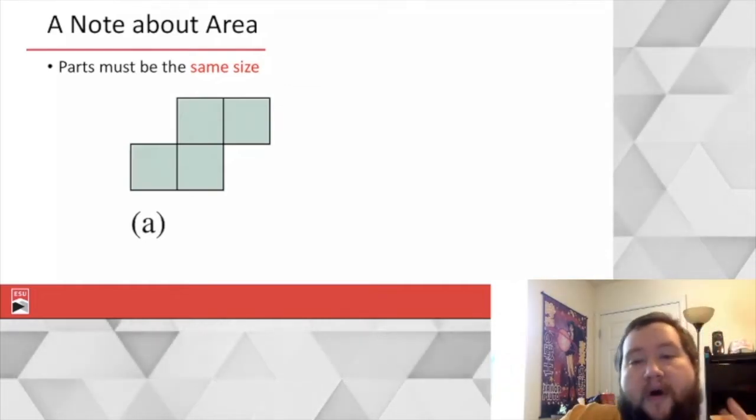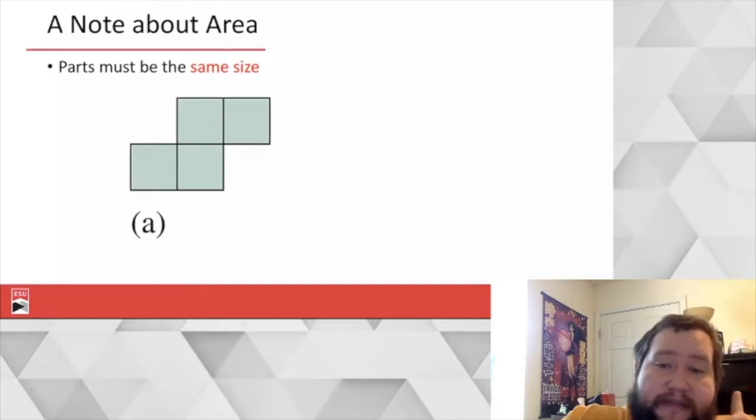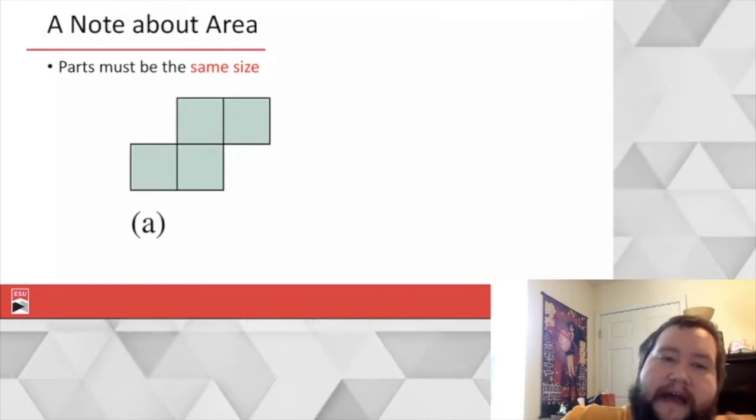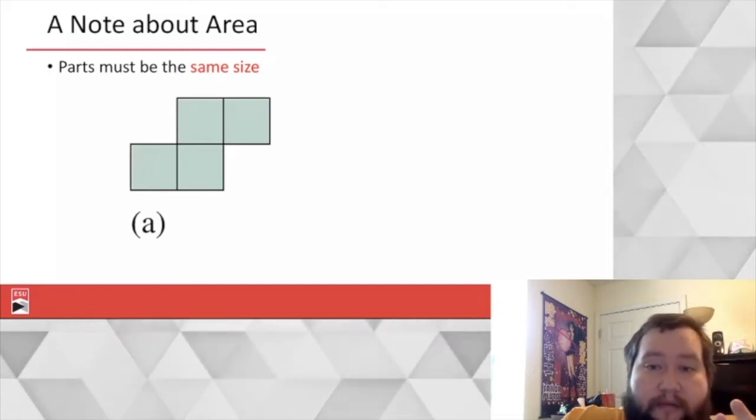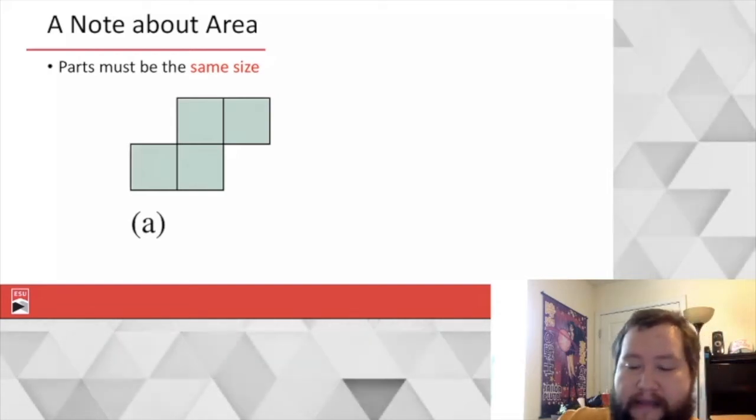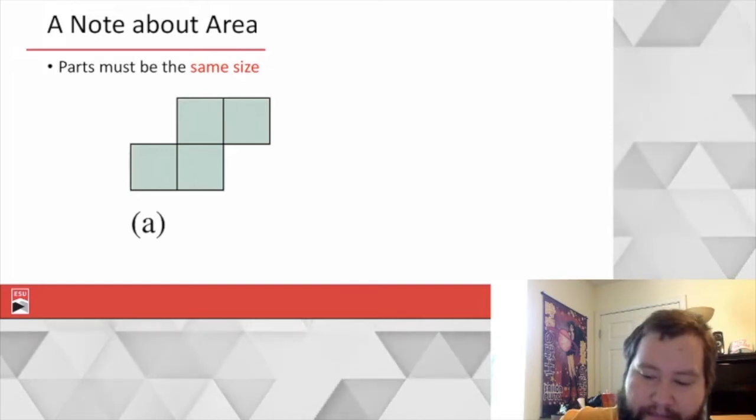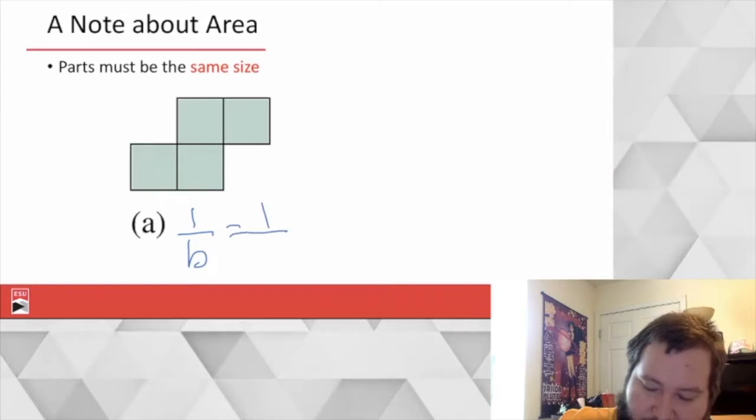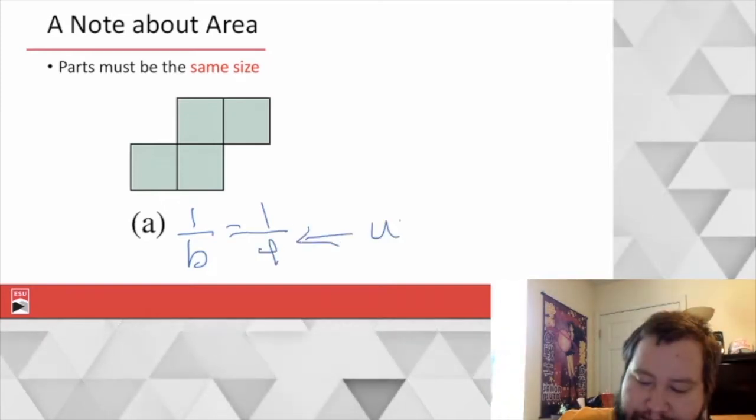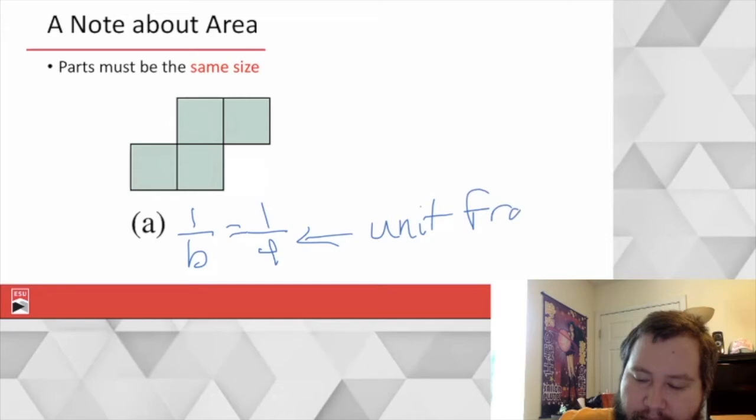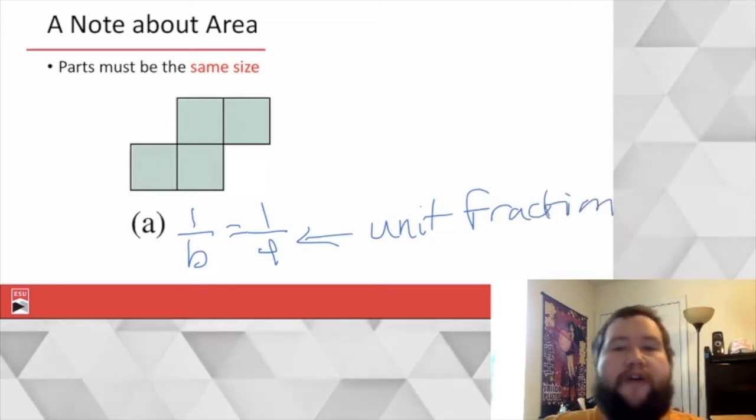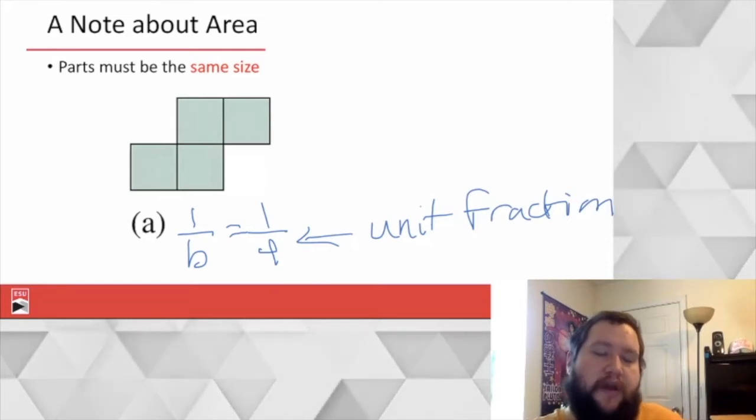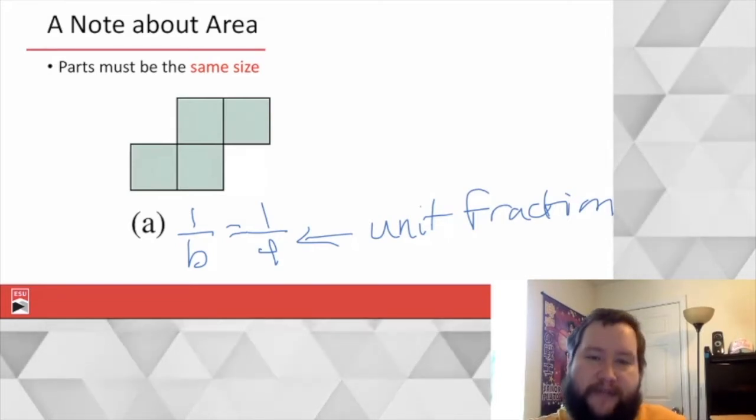So a note about area. Parts of a whole need to be the same size, right? Our definition was how many equal parts. That denominator, our b, was how many equal parts. So here there are 4 equal parts. And this is a term I would like you to know: 1 over b, which here is 1 over 4, that's called our unit fraction. It's the 1 over however many pieces, so that we have a way of referring to what size we're talking about.